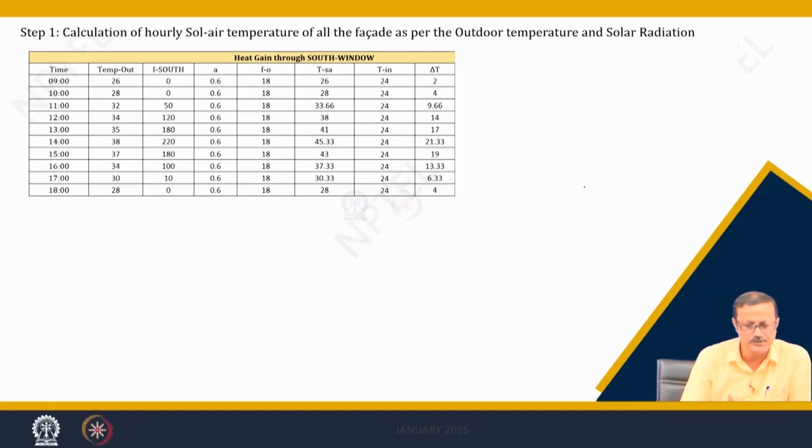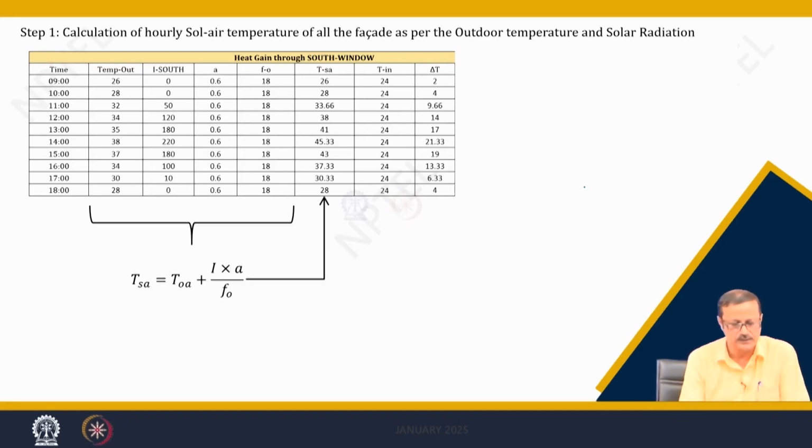So, the outdoor temperature, and those are the 3 or 4 data required to find out the solar air temperature. See, suppose at 9 in the morning the outdoor temperature is 26 degrees, whereas the I value is 0. So, this will be equal to 0. That means this term will cancel, and this T SA will be equal to T OA.